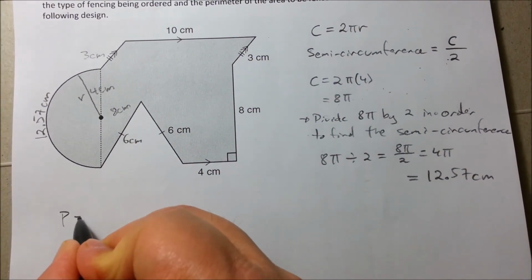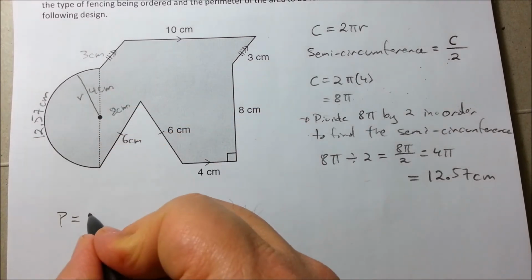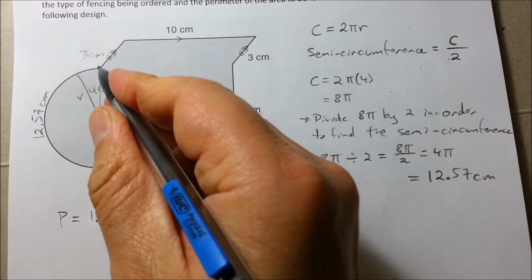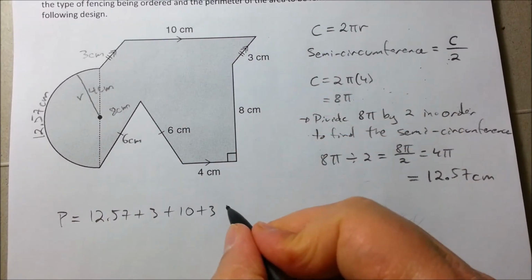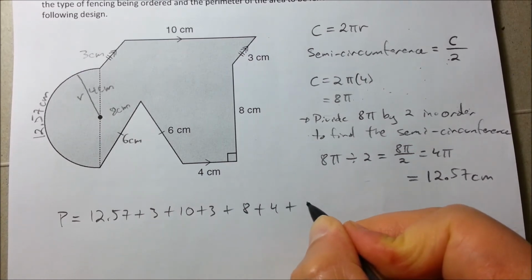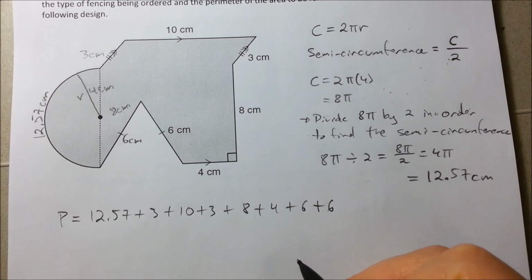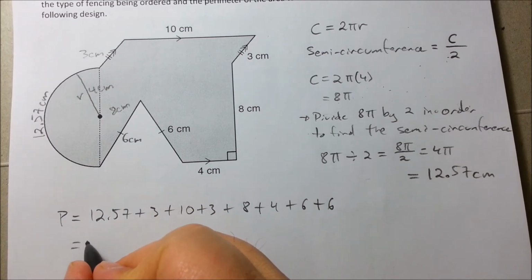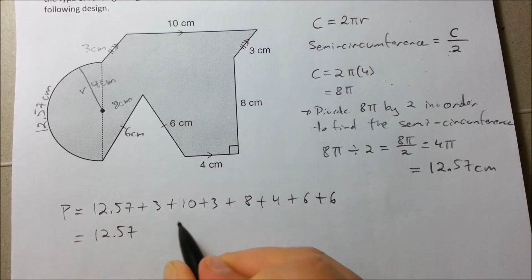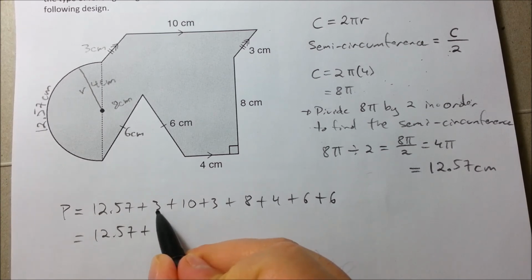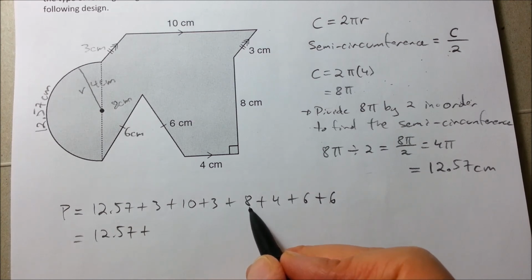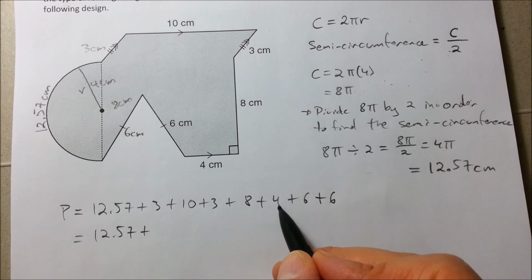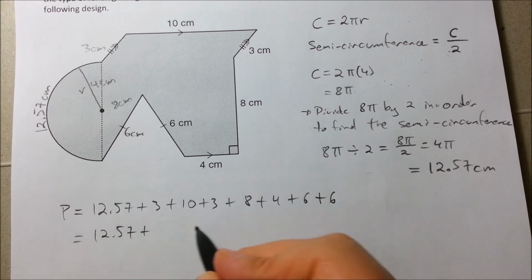Okay. And then, of course, now that we have all the lengths, we can find out the perimeter of this shape. So perimeter is equal to, let's begin with this side length. So 12.57 plus 3 plus 10 plus 3 plus 3 plus 10 plus 3 plus 8, plus 4, plus 6, and plus 6. So let's add all of these. You can use a calculator and add them up, or you can just collect them like that. So I would say plus 3 plus 10 is 13, plus another 3 is 16, plus another 8 is 24, plus 4, 28, 28 plus 6 is 34, plus 6 is 40.